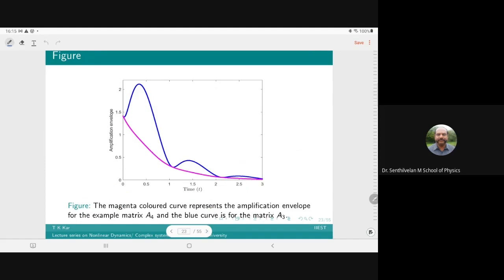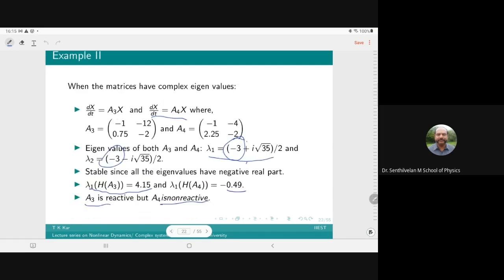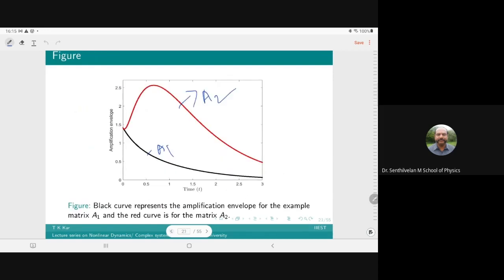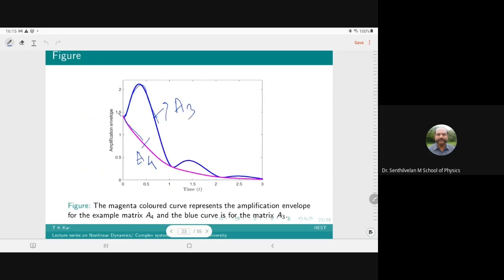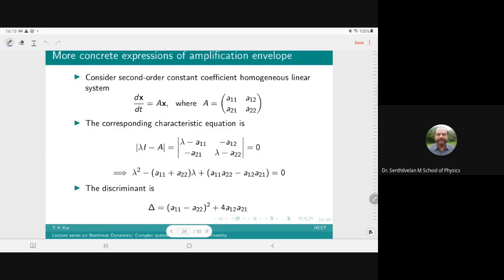And the corresponding graphs can be found here. This is corresponding to A4, and this is A3. It is reactive. Look at this amplification envelope: it starts from the beginning and then starts decreasing. And this graph can be easily drawn using the matrices A3, A4, and in the earlier case A1, A2, using software like MATLAB. It will not be so difficult. You can just check the curve to show the amplification envelope.